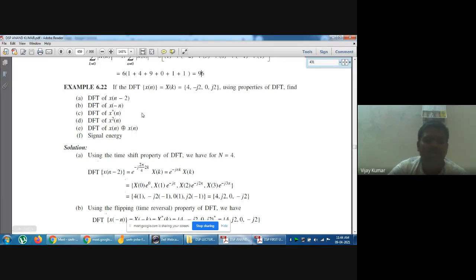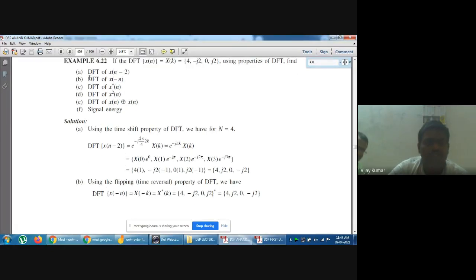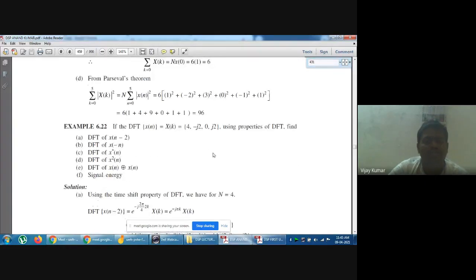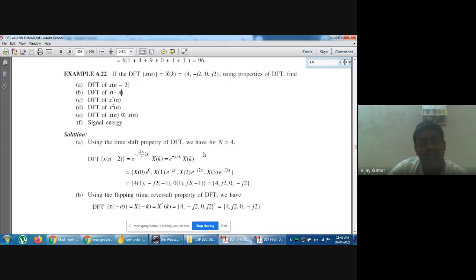See here, without computing directly, these are the applications of the properties. The first one is the time shifting property application. Next, you are asked to calculate the DFT of x of minus n. Which property do we need to apply here? Time reversal property. Recall the definition of the time reversal property. If the DFT of x of n is X of k, the DFT of x of minus n is X of minus k.